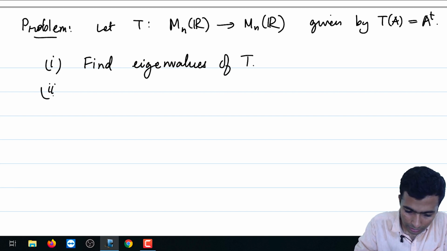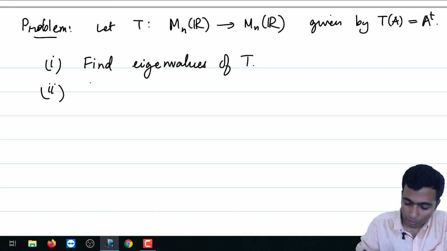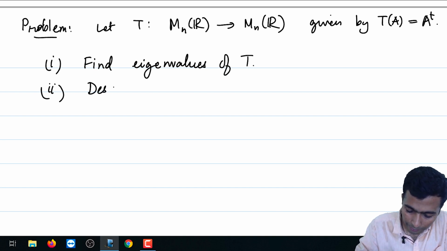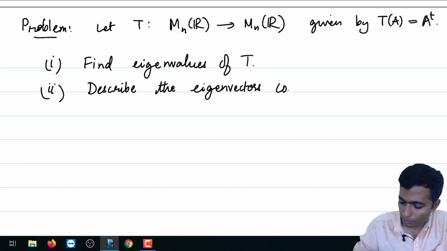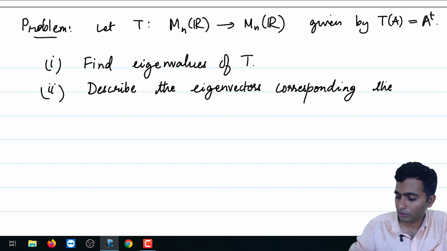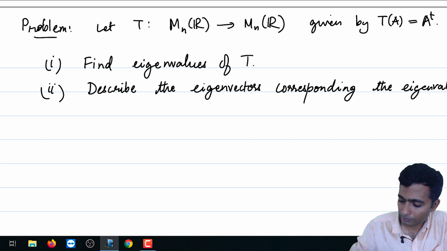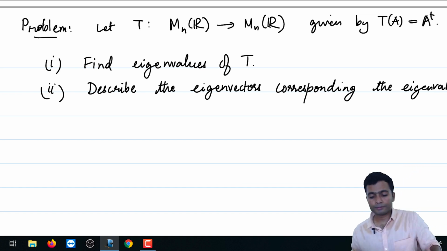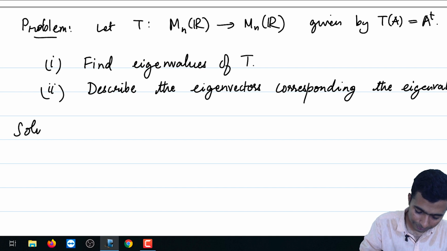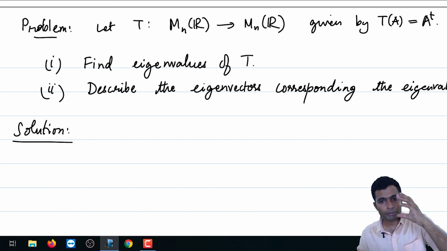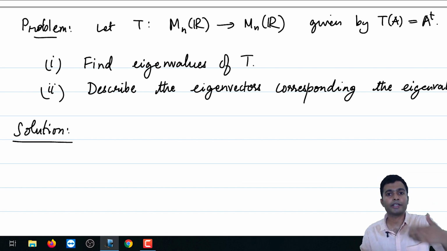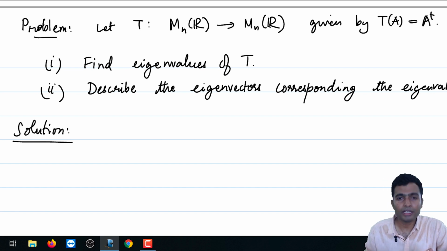The second part of the problem is to describe the eigenvectors corresponding to the eigenvalues, just like in the previous case. Okay, let's look at a solution. What is the map T doing? The map T is taking a matrix and sending it to its transpose. So we have to find the eigenvalues of T.